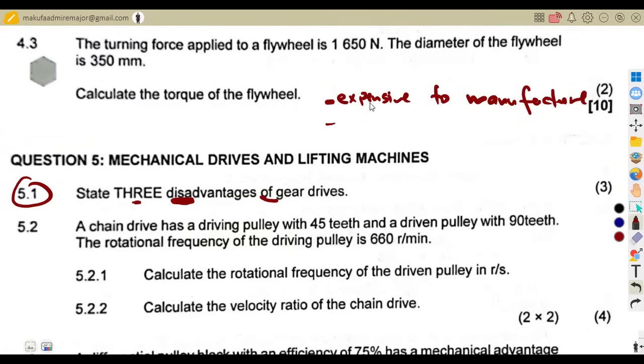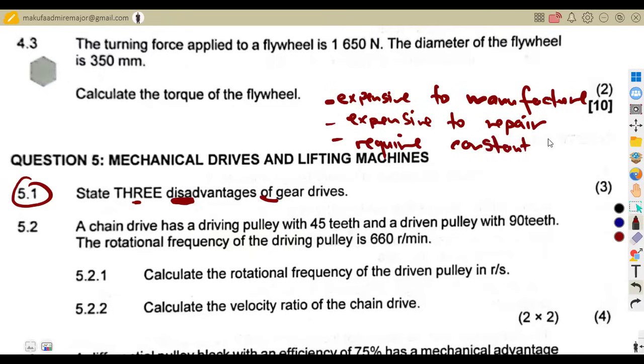The other thing: expensive to repair. Everything there is expensive. Then the other thing: they require constant lubrication. That is the idea there.